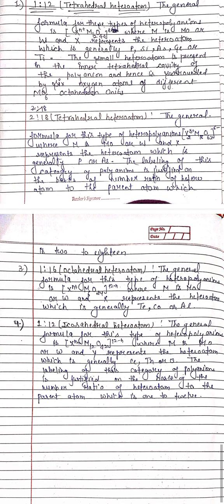1:12 icosahedral heteroatom. The general formula for this type of heteropolyanions is [XM12O42]^(12-n), where M is molybdenum or tungsten and X represents the heteroatom, which is generally cerium, thorium or uranium. The labeling of this category of polyanions is justified on the basis of the number ratio of the heteroatom to the parent atom, which is 1 to 12.